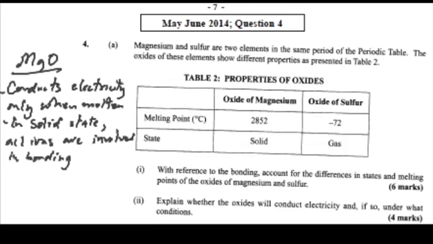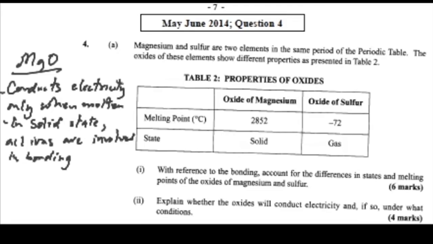We just need to state that magnesium oxide is an ionic compound. In the solid state, all the ions are involved in bonding, but when molten, the ions are set free and would be able to carry a current should a voltage be applied.